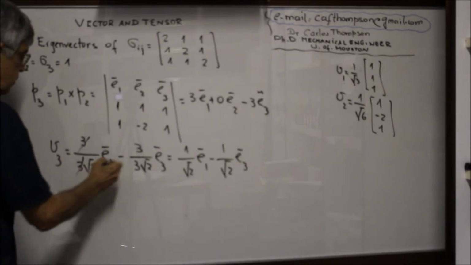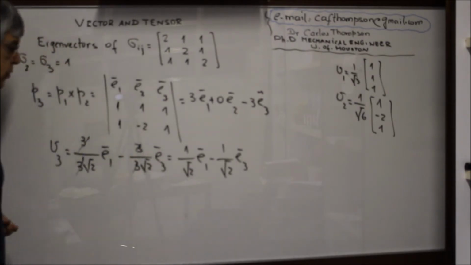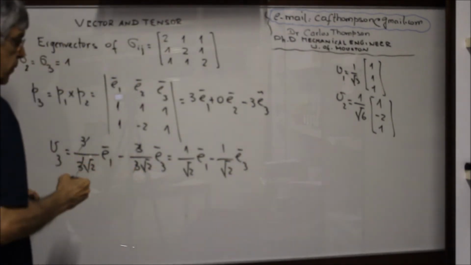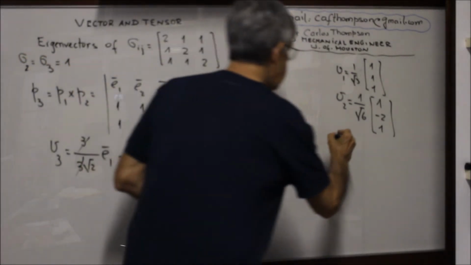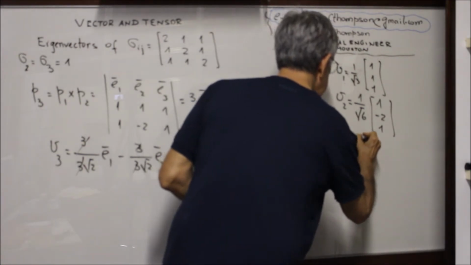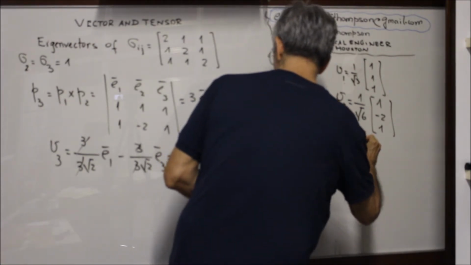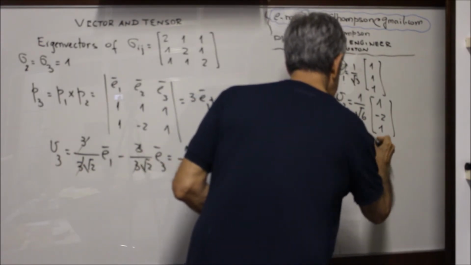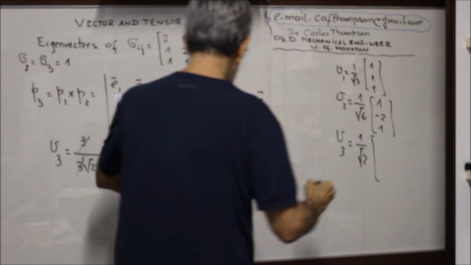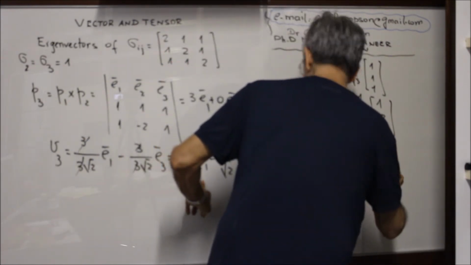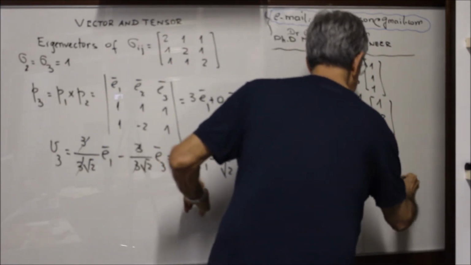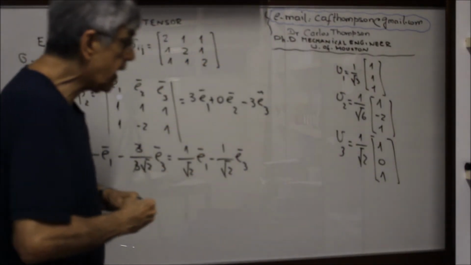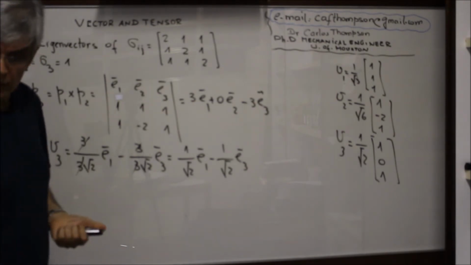So you can cancel, and cancel. This will be 1 over square root of 2 E1 minus 1 over square root of 2 E3. So this is V3. See? This is equal to 1 over square root of 2 times 1, 0, minus 1. You see? Now it's easy to write. Now we're ready to get the transition matrix.